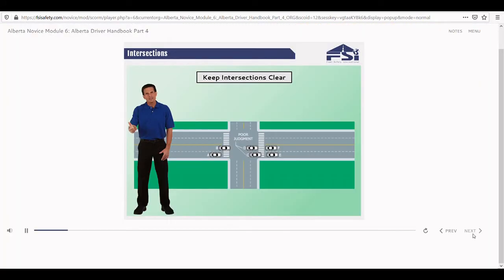Do not enter an intersection until you're able to clear it completely. If traffic is delayed at an intersection, do not enter the intersection until you can completely clear the intersection and the crosswalk on the other side.